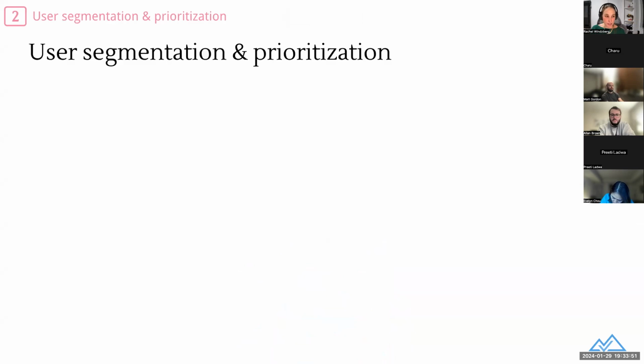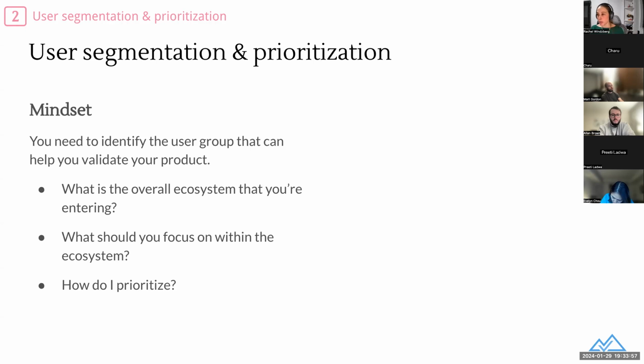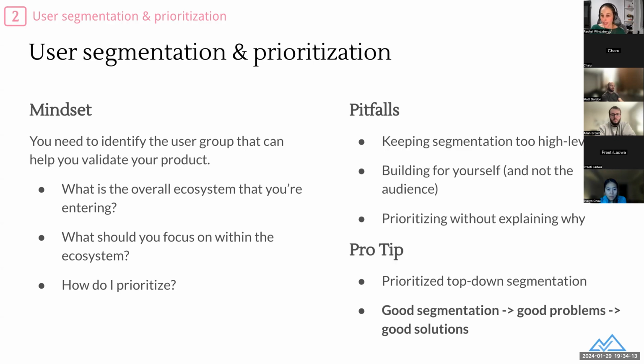So let's talk about this. User segmentation and prioritization. What do you want to do? You want to identify the user group that can help you validate the product idea. What you want to understand here is, what is the overall ecosystem that you're entering? What should you focus on within that ecosystem, and how do you prioritize? What are the pitfalls? Like in the story about the girl looking at the beds, one bed was too large, one was too small, and then there was the Goldilocks one, right? You can have segmentation that's too high level or too detailed.